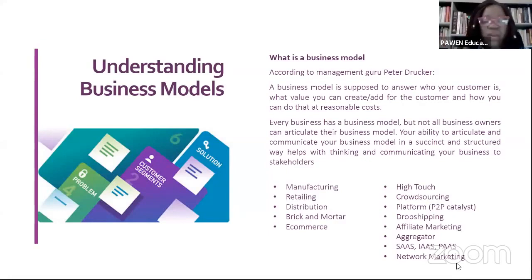And then you have network marketing. Examples of network marketing are Forever Living, the Longrich model. Those are what you call network marketing businesses. So those are just a few examples of some newer business models.